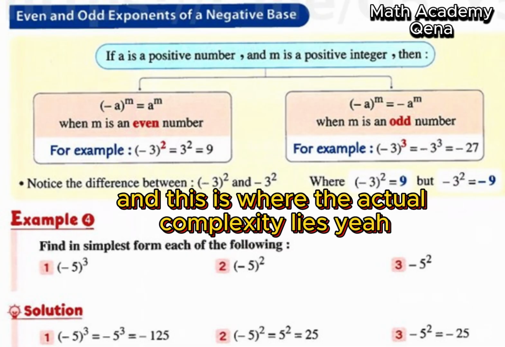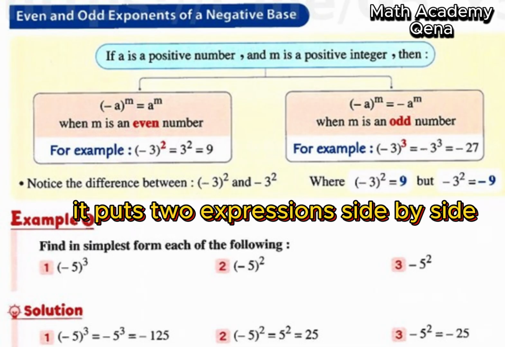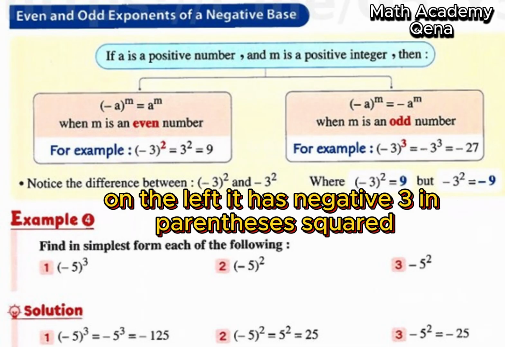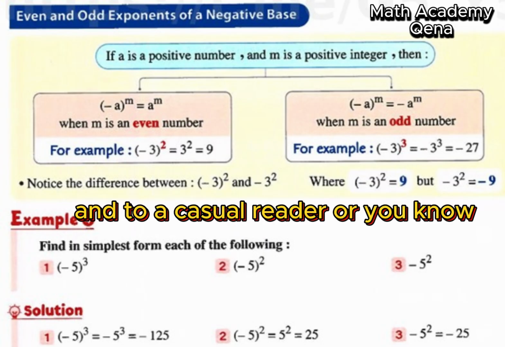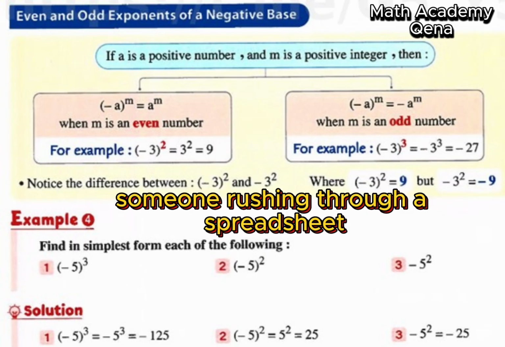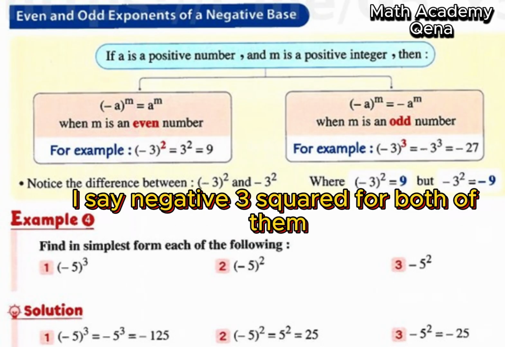And this is where the actual complexity lies. Yeah, I am looking at it now. It puts two expressions side by side. On the left, it has (-3) squared. On the right, it has -3 squared. And to a casual reader or someone rushing through a spreadsheet, those look identical. I mean, if I read them out loud, I say "-3 squared" for both of them.